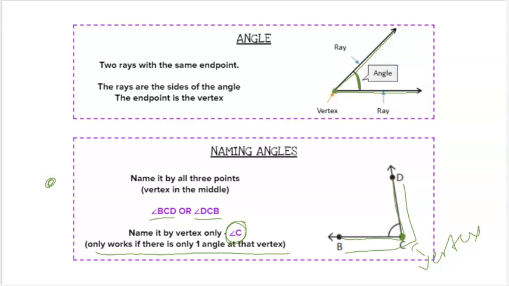So if we had something that looked like this, where there were two angles sharing the same vertex, we'd have this angle right here, the blue angle, and then this angle right here, the red angle. Since there's two angles at vertex C, we couldn't name either one angle C, because we wouldn't know which angle we were talking about. So sometimes, just to be safe, name it with all 3 letters.